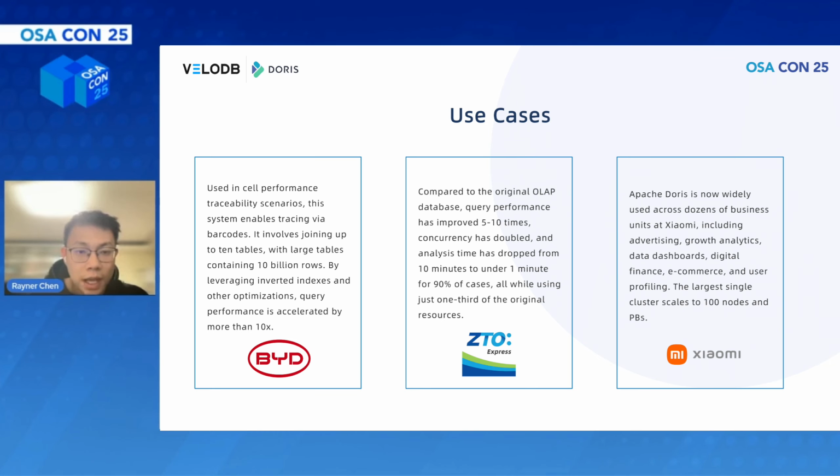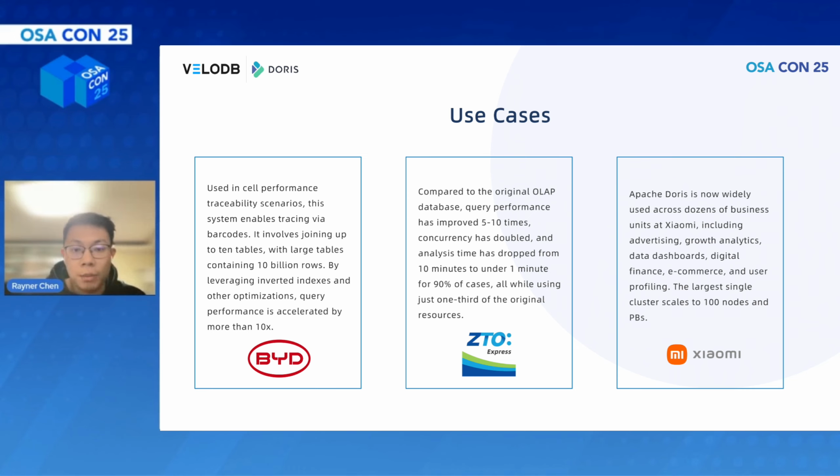The second one is STO Express, a large logistics company, which also saw massive improvements. Compared to their old OLAP solution, query performance improved 5 to 10 times, and concurrency doubled. They cut their analysis time from 10 minutes to under 1 minute for 90% of queries, all while using just one third of the original resources.